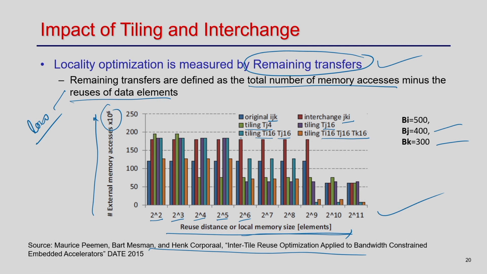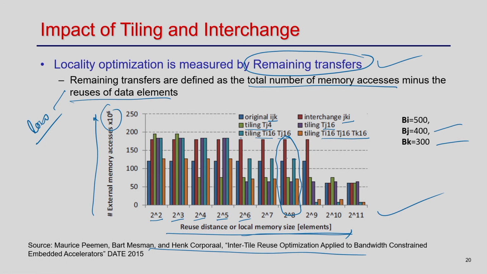Now you can see that the number of remaining transfers is not the same for all cases, right. Just take one scenario, I am not going to explain everything. Let us say you take this versus this. If you take this one, the first one is the IJK normal code, the left hand side which I have taken. It takes some 120 into 10 to the power 6 memory accesses, right.